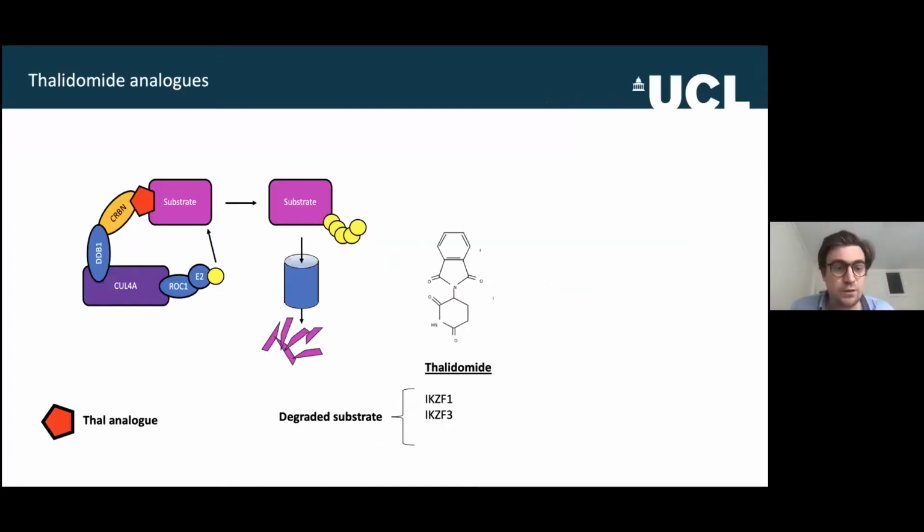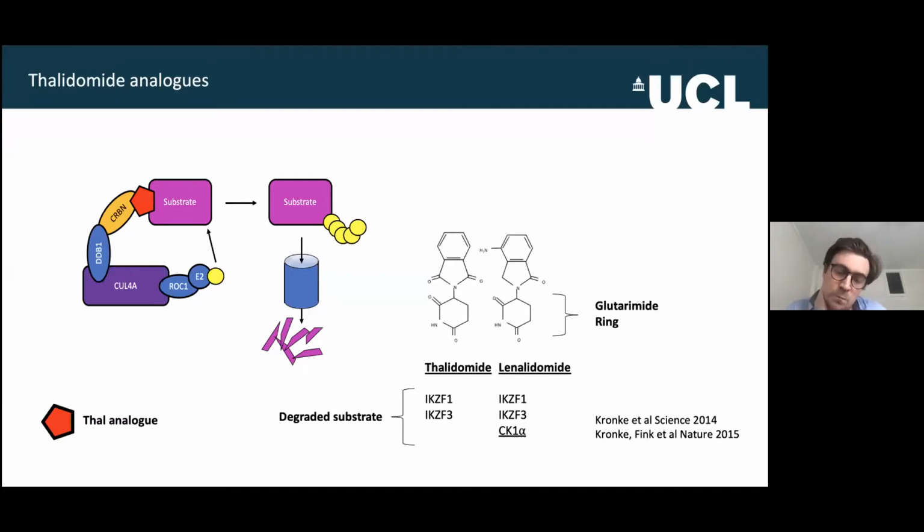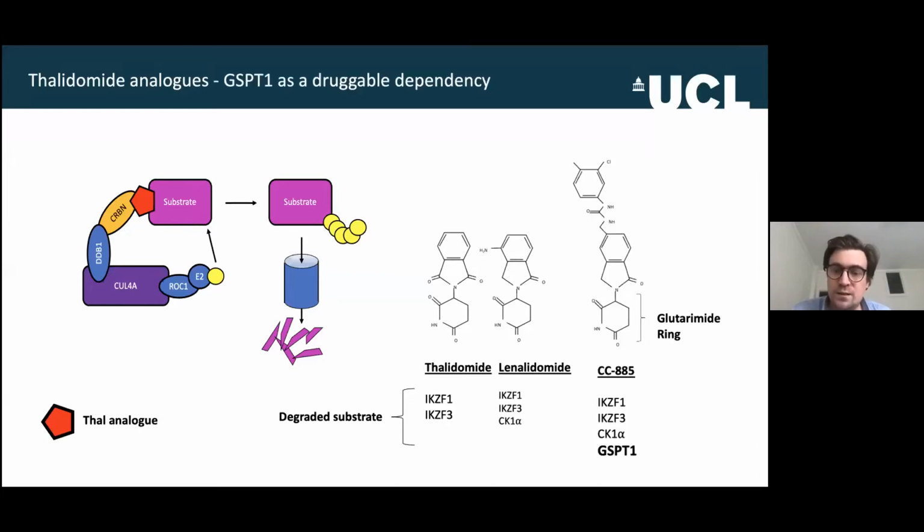Eileen's already been over this. Just to reiterate the point, thalidomide analogs recruit new substrates to the CRBN complex. And it was in 2014 that Ben's lab and Bill Kaelin's lab described IKZF1 and 3 as being critical targets for degradation. The following year, Ben's group described casein kinase 1 alpha as being degraded by lenalidomide. And of note, in 2016, CC885 was described as the first thalidomide analog that was able to degrade the other described substrates, but in addition, able to degrade GSPT1.